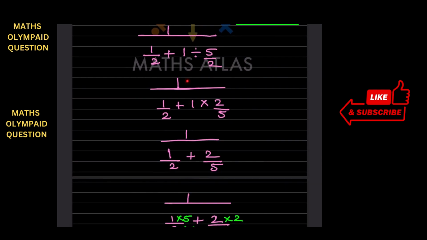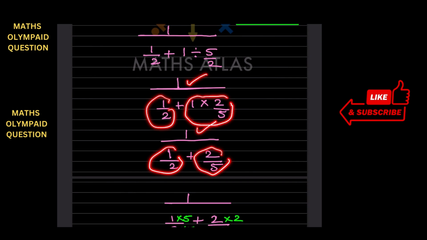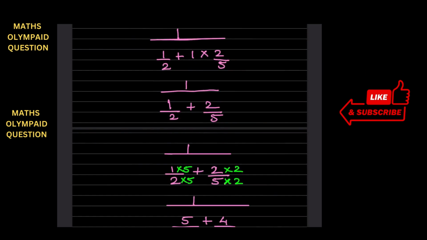So now what will we do? Again, the numerator will be as it is. 1 by 2 is going to be as it is. And 1 multiplied by 2 by 5 is going to be 2 by 5. Now we are going to look at the denominator. 2 and 5, the denominators are unlike. So you are going to make them the same by taking the LCM. What is the LCM of 2 and 5? That is going to be 10.